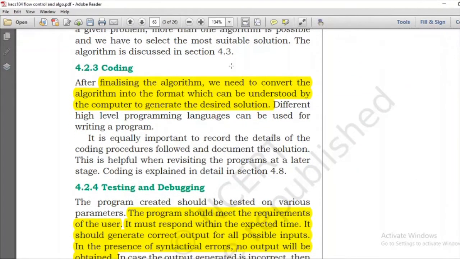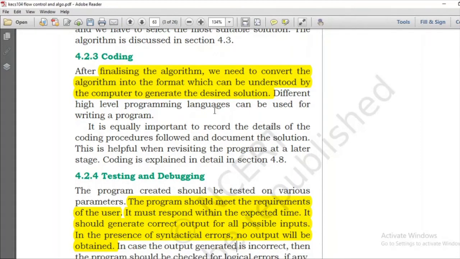After finalizing the algorithm, we need to convert it into a format which can be understood by the computer to generate the desired solution. As we have studied earlier, the algorithm is in natural language, that is, the language understood by humans, but a computer cannot understand the language of humans. So we need to convert that algorithm into code using any high-level programming language, say Python, C, C++, Java, any language which you want to use, so that the computer is able to understand it and give you the desired solution.